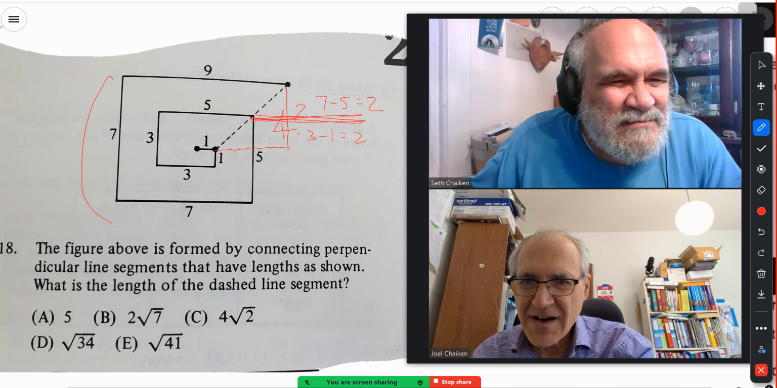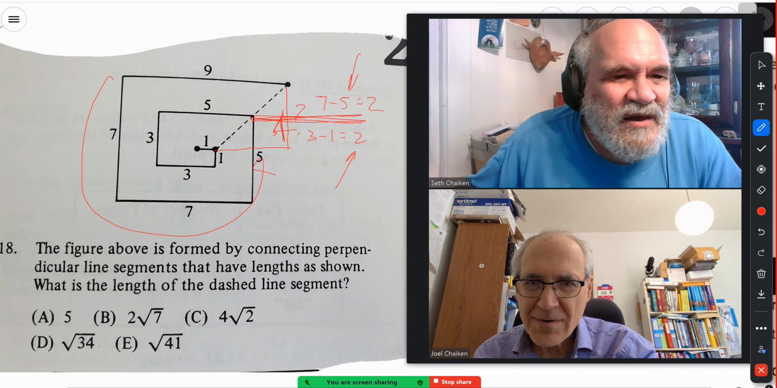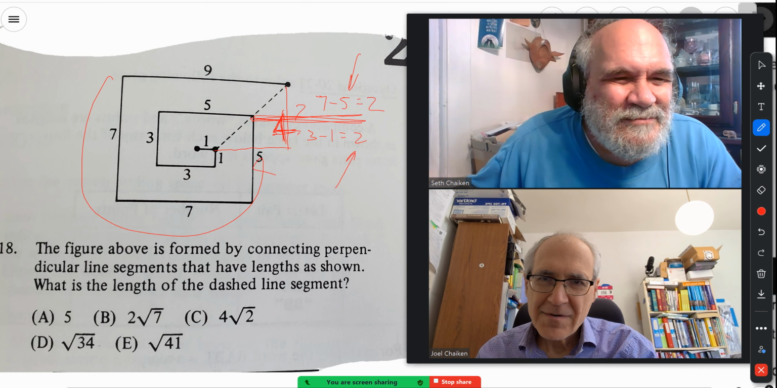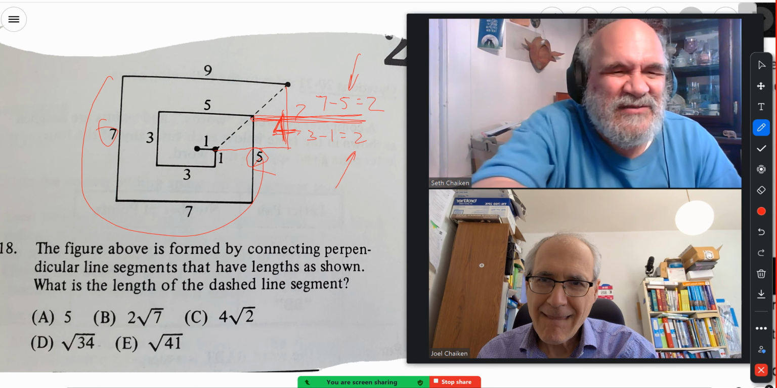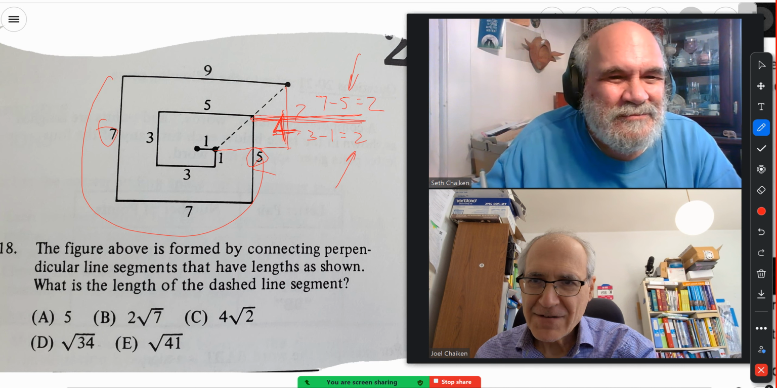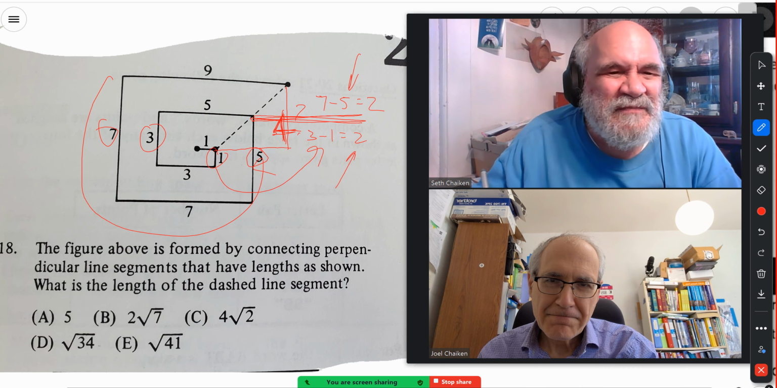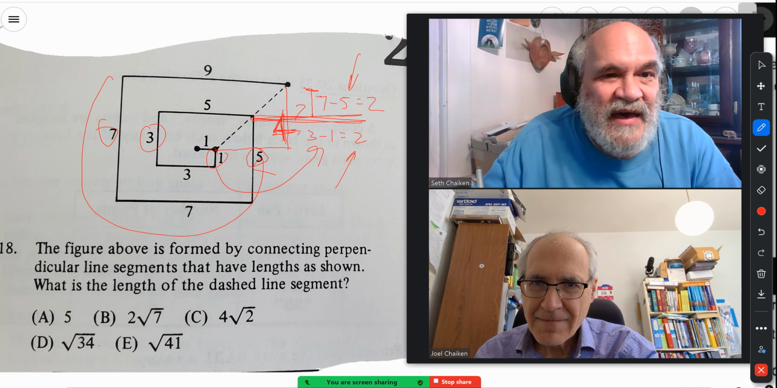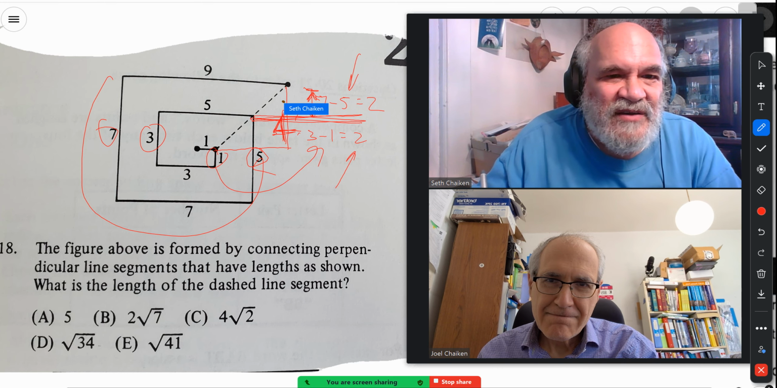7 minus 5 is 2. 3 minus 1 is 2. So there's a 4. There's the 7, there's the 5. Let me think about this a second. And there's the 3 minus 1 is 2. So 7 minus 5, I agree, tells you this segment is 2.